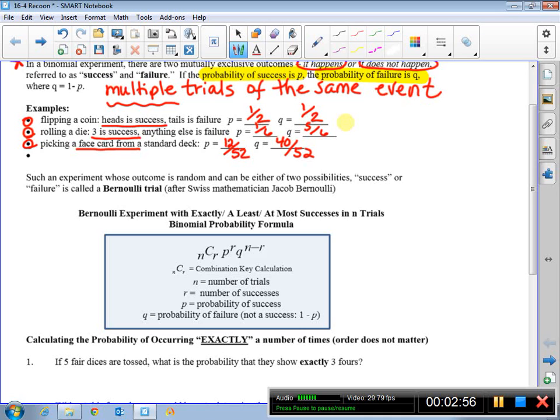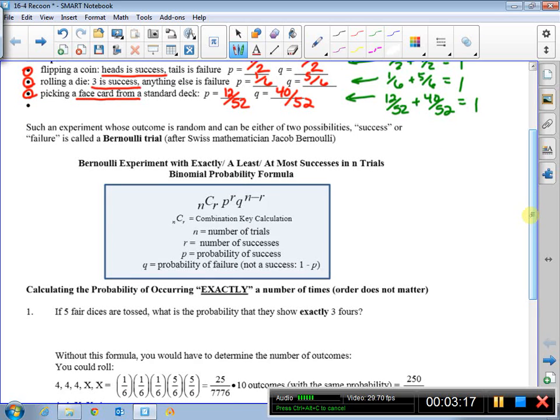You may have noticed in each of these, you're really looking at complementary situations. So these always add up to 1. 1/6 and 5/6, 1. 12 over 52 and 40 over 52, 1. Remember the word complements from yesterday. So these experiments, their outcomes are random. And again, we're looking for success, and we're looking for failure. And yeah, here's that mathematician's name, Jacob Bernoulli.